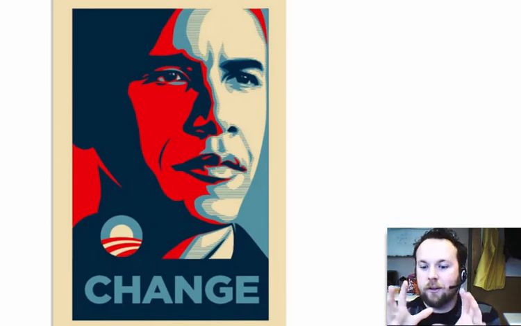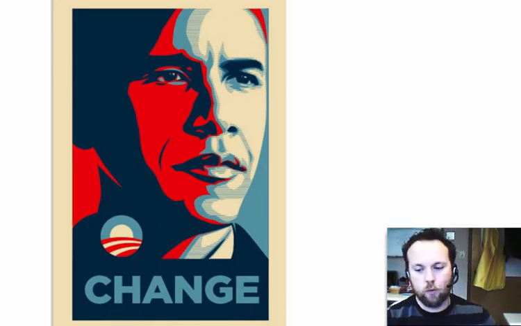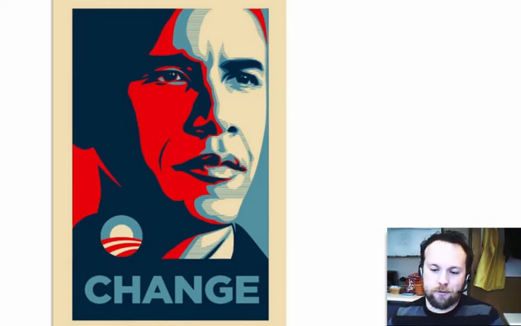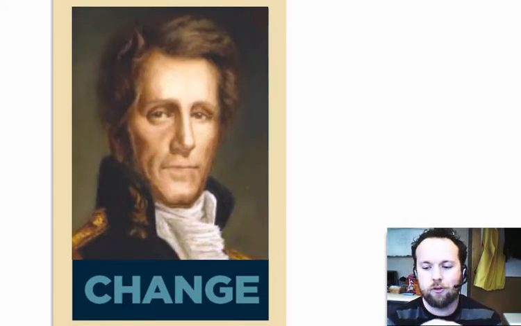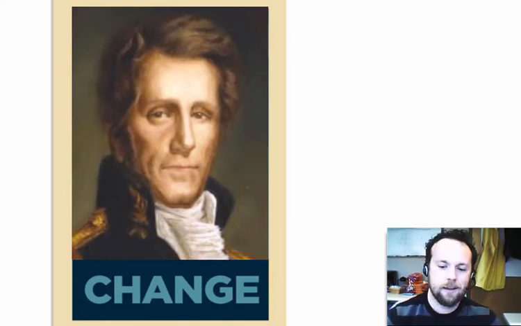So by 1828, Jackson knew that the American people wanted a change. This is the presidential poster from 2008, but this is not the first time that people in America were calling for change, especially from the presidency. Jackson had ambitions to be a very strong president who would rework the federal government to expand the powers of the presidency and give people the reform that they desired.